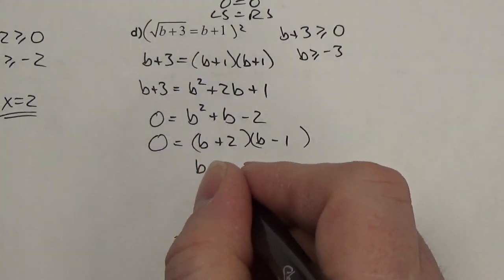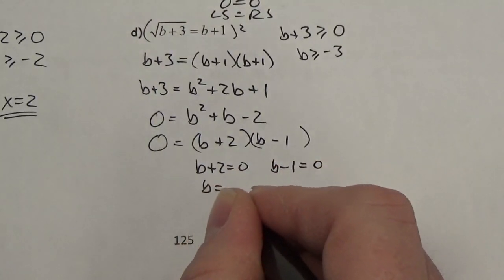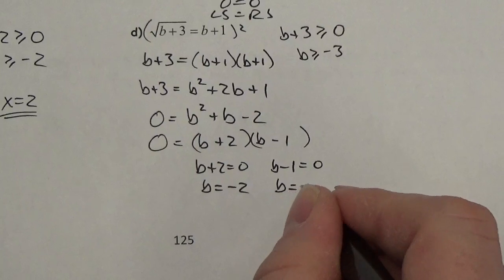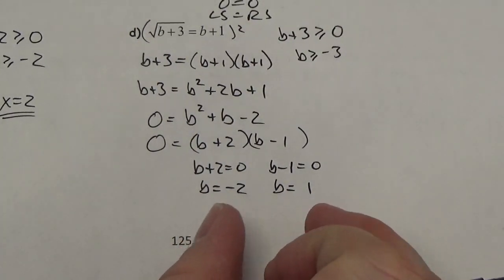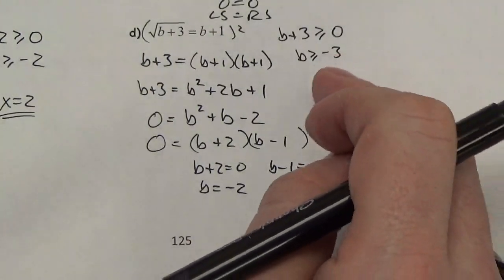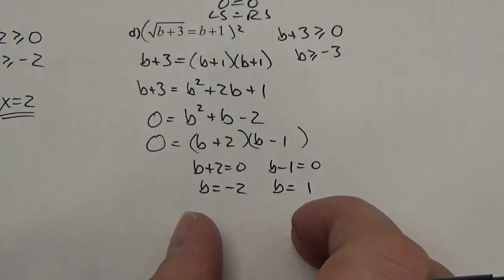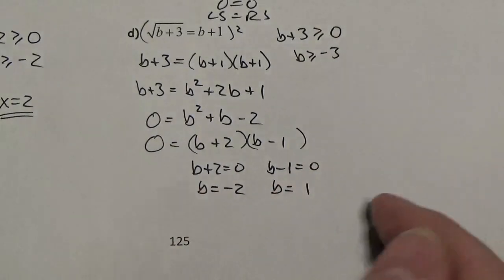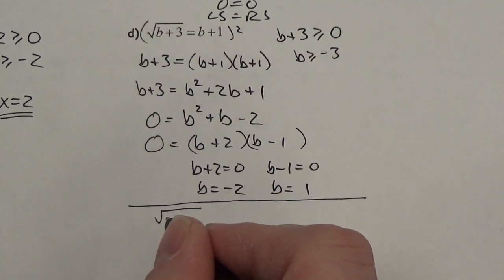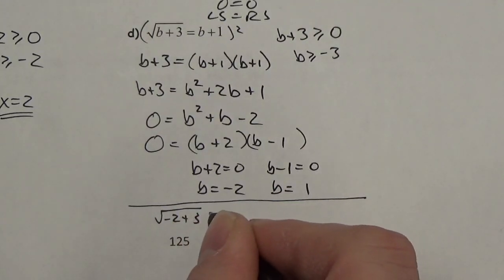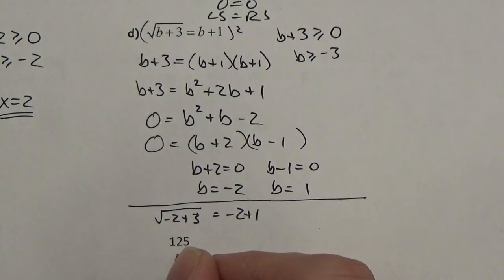So I'm going to get the solutions where b plus 2 is equal to 0 or b minus 1 is equal to 0. So b is going to equal negative 2 or b is going to equal positive 1. Now negative 2 and 1 are both bigger than negative 3. So those could work. So let's try checking them here. Let's plug the negative 2 in. So the square root of negative 2 plus 3 would equal negative 2 plus 1. So negative 2 plus 3 will be the square root of 1.